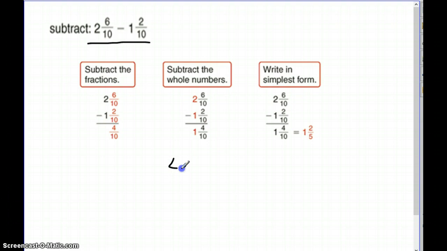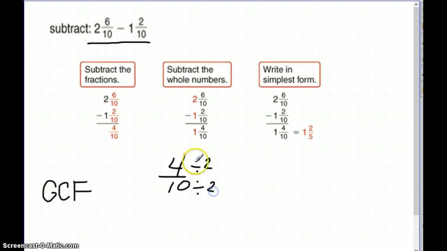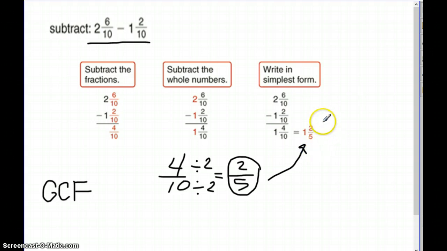So again, we're going to write our fraction 4/10. We need to find the GCF, the greatest common factor, the biggest factor that they have in common. The factors are the numbers that go into both of these numbers, the numbers that are multiplied to get these numbers. And in this case, the GCF, again, is 2. So we're going to divide the top and the bottom by 2. 4 divided by 2 is 2. 10 divided by 2 is 5. So 4/10 in simplest form is 2/5. And we see that written right here. Our simplified mixed number is 1 and 2/5.